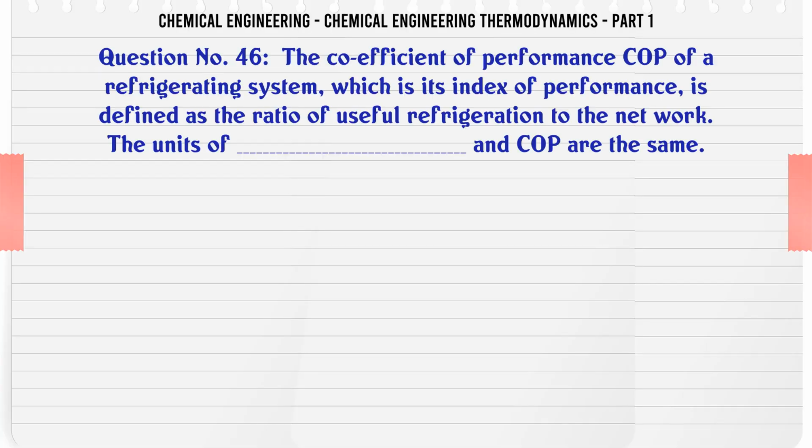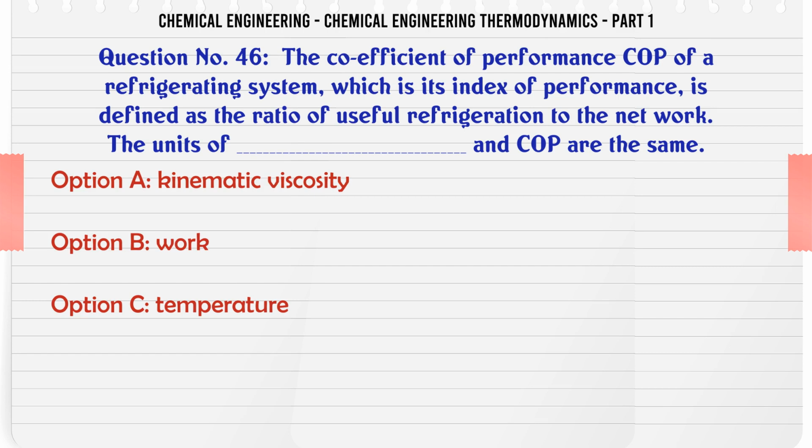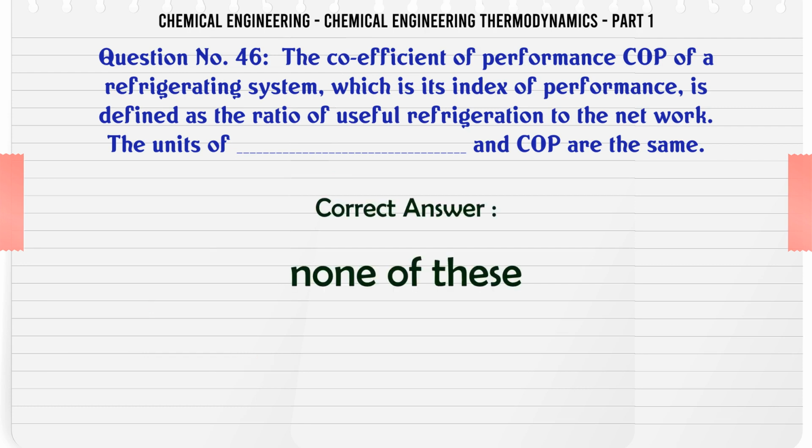The coefficient of performance, COP, of a refrigerating system, which is its index of performance, is defined as the ratio of useful refrigeration to the net work. The units of COP are the same as A. kinematic viscosity. B. work. C. temperature. D. None of these. The correct answer is none of these.